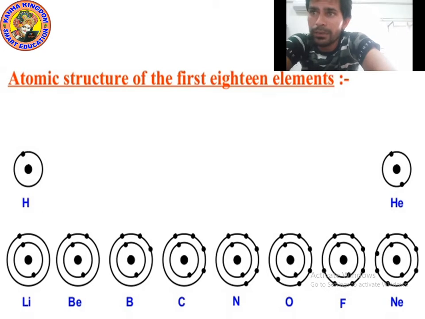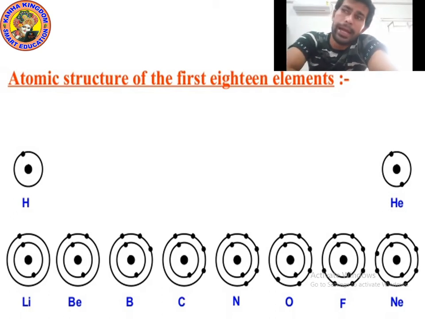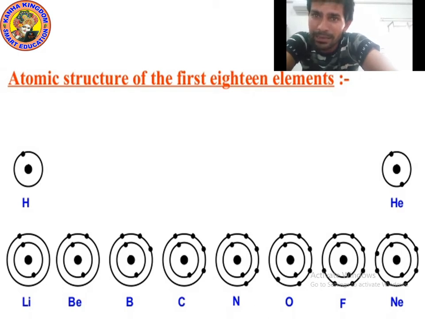Next is fluorine. Fluorine has how many electrons? 9. So in the first circle we can fill 2 electrons. It means we will make 2 black dots. And in the next circle we can fill a maximum of 8, but fluorine has only 7 remaining electrons, 9 minus 2, 7. So we will make 7 black dots. Okay.